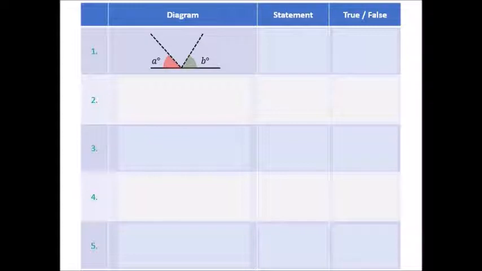So let's first think about this diagram here. These angles, A and B, are positioned on a straight line, and we know that angles on a straight line add up to 180. So is A plus B equals 180 in this case? Well, this is false. That's because the angles don't make the complete line. There's a gap in the angles along this line. So A plus B here does not equal 180. It is less than 180.